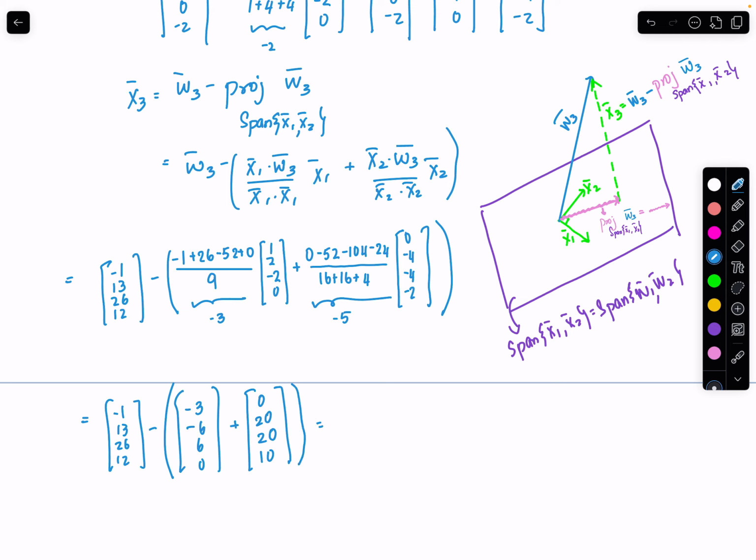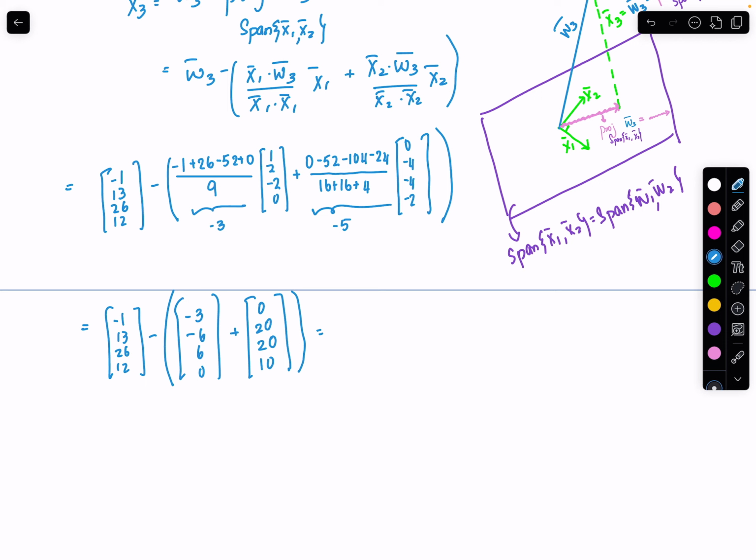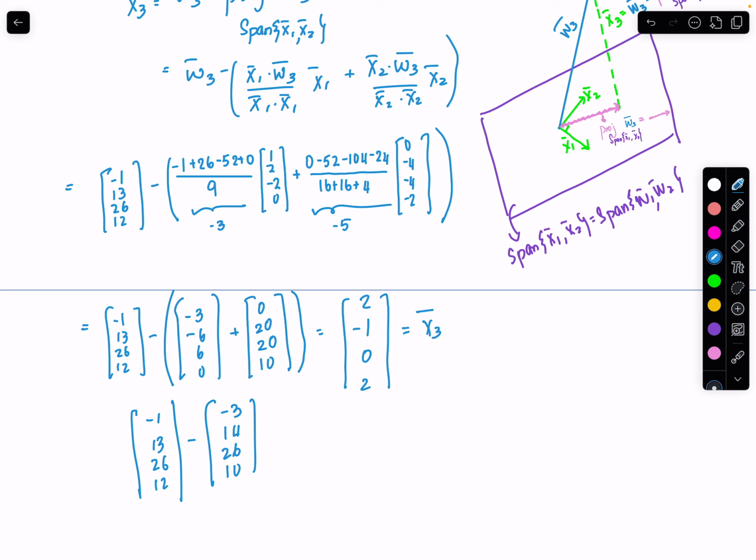The reason I have taken care to write an extra step is because it's very easy to go wrong with signs here if you don't properly use parentheses or don't carefully do this step by step. Okay? So let's take a look. So you'll have, this is negative 3, 14, 26, 10. That's this vector. So this is our result. And the vector we have is 2, minus 1, 0, 2. Okay, so that's our x3.